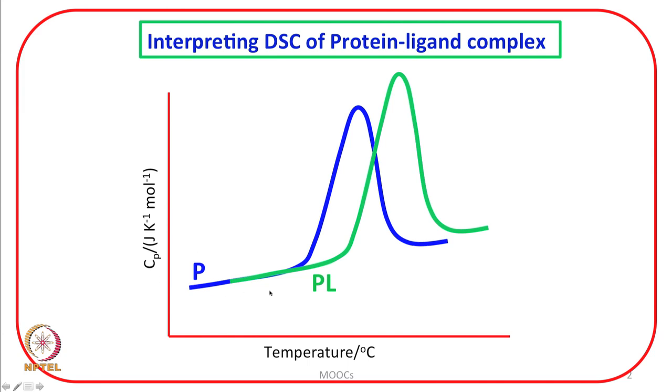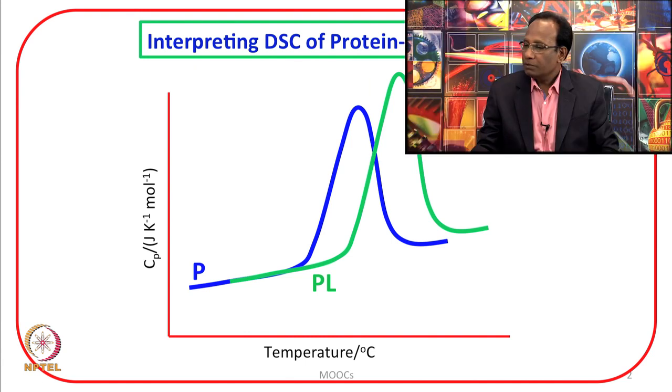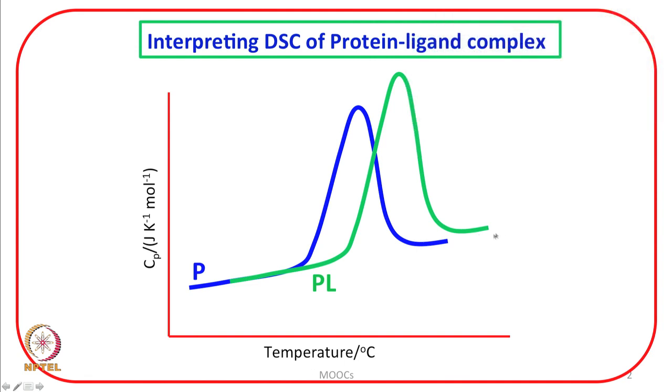And when the ligand is bound to the protein and you unfold PL, usually its unfolding will be at higher temperature. And we will get the corresponding thermodynamic parameters associated with the unfolding of PL complex. Now, this kind of situation will arise when the protein is fully saturated with the ligand. What I mean is, PL showing only one peak, this kind of situation will arise when the protein is fully saturated with the ligand.